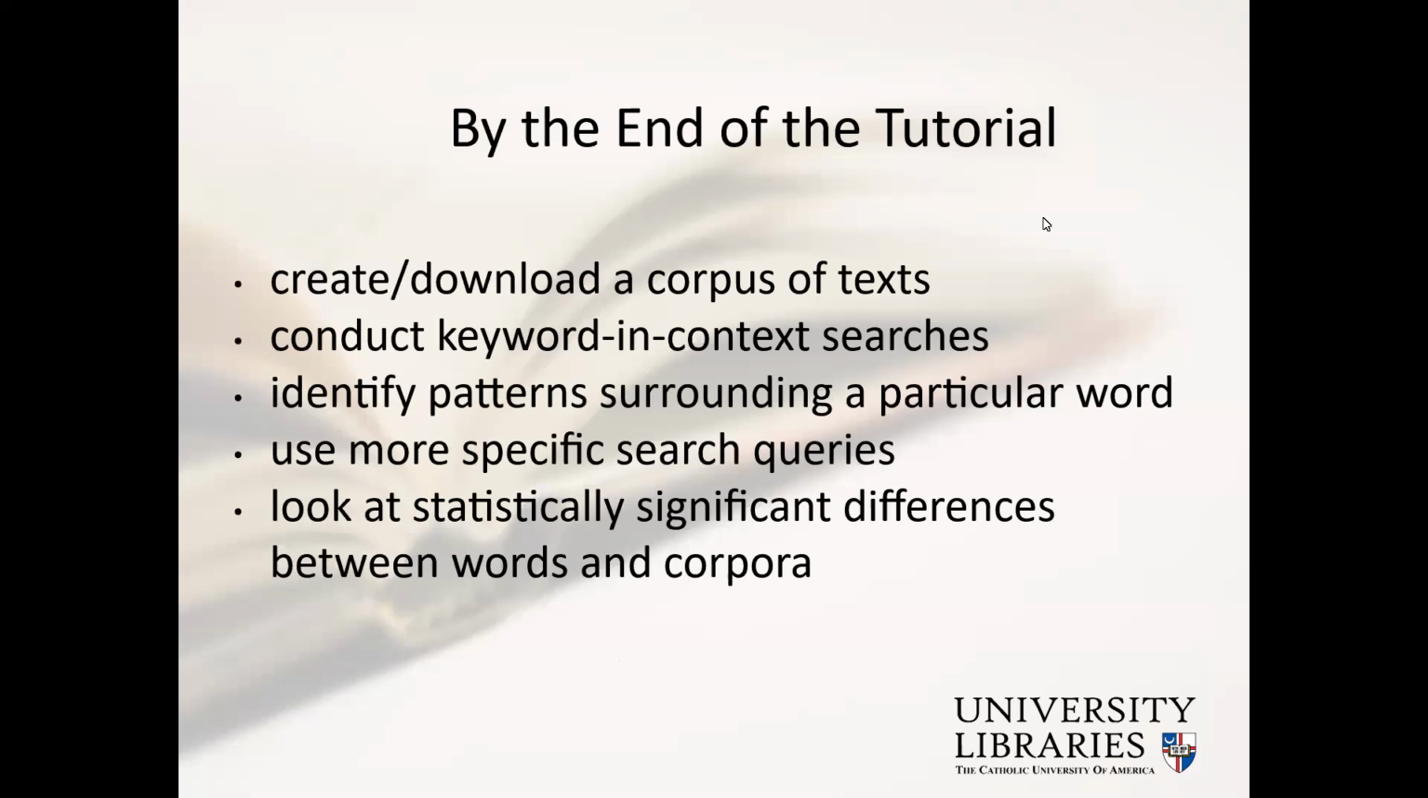By the end of the tutorial, you'll learn some very basic skills: creating and downloading a corpus of text, and conducting some keyword and context searching. If you want to identify some patterns surrounding a particular word, I'll show you how to do that, and also how to use more specific search queries. And then we'll look, very briefly, at the statistically significant differences of words that you can search for between corpora. So very straightforward today.